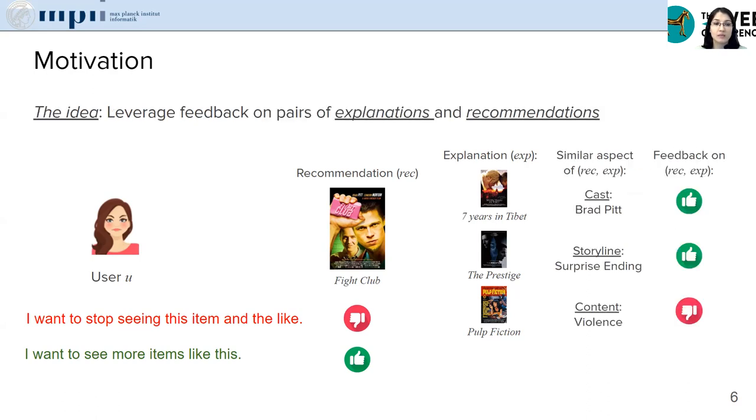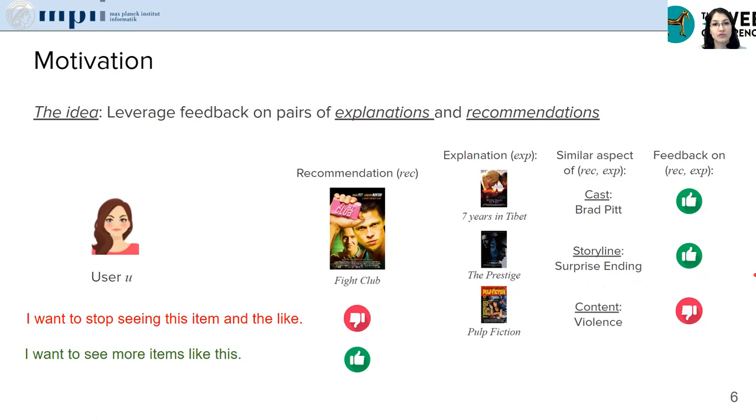We overcome these limitations by leveraging user feedback on pairs of recommendations and explanations. In other words, we pair recommendation items with each of their explanations and ask users whether they like or dislike the similar aspects between the two items. For instance, here, by pairing the movies Fight Club and The Prestige, the user can think of movies with surprise endings, so she can give a rating accordingly.